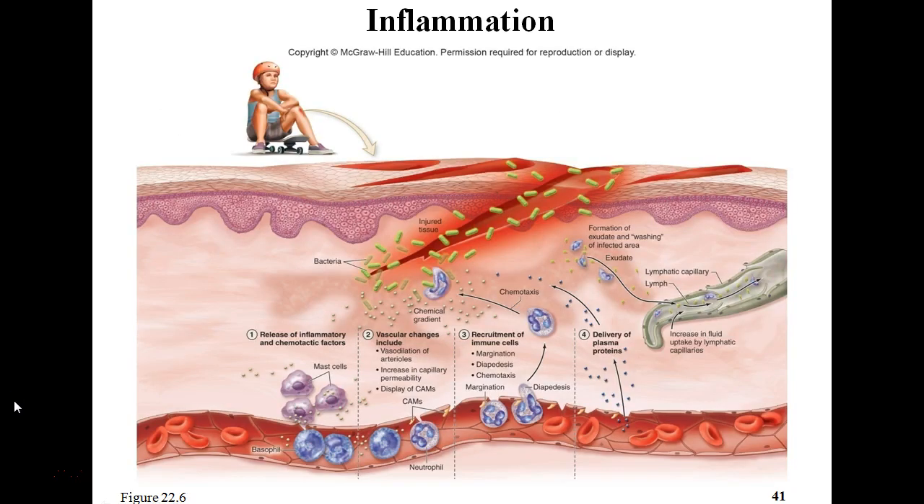So here's a diagram showing all those steps that we just talked about. As a quick summary, again, here's our inflammation site, our damage. For example, the child in the upper left has received some sort of cut. Step 1, again, is the release of those chemicals. And then step 2, we get the vascular changes to the capillaries. Step 3, we start recruiting immune cells to the site. And step 4, we have the delivery of the plasma proteins. And then step 5, something not shown, is that we start withdrawing some of these attackers so that the inflammation ends.